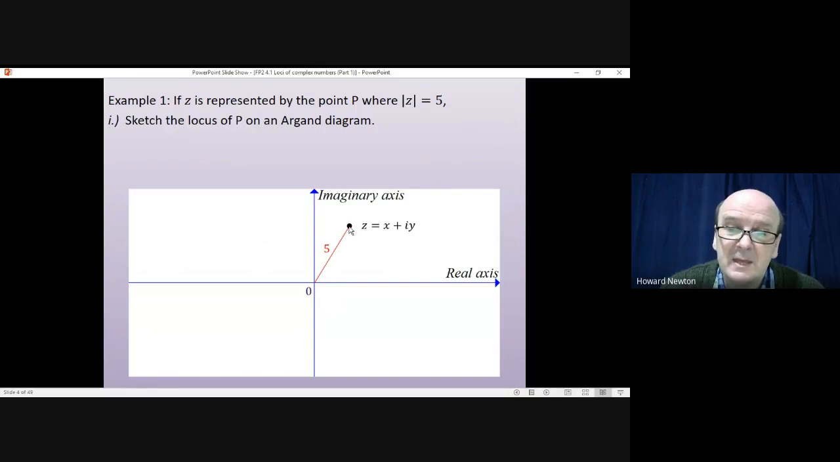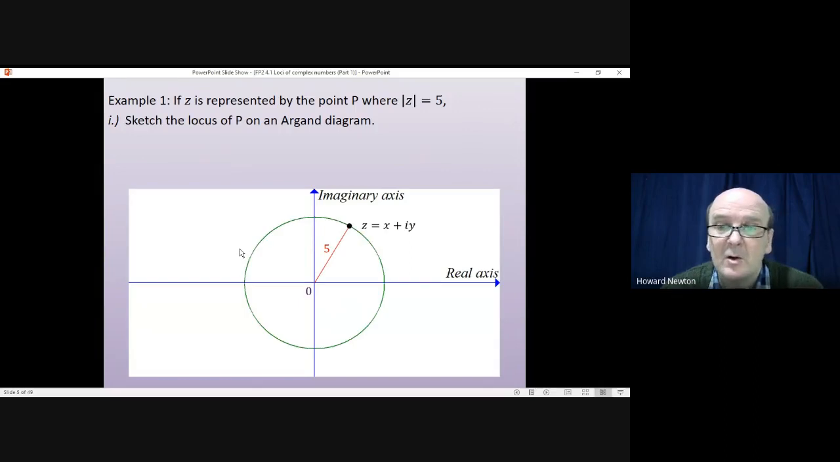So it could be here, but it could be anywhere else, which is exactly 5 units from the origin. So it could be anywhere on that circle. Now that is the locus sketched. So if you're asked to sketch a locus, that really is all they're looking for.